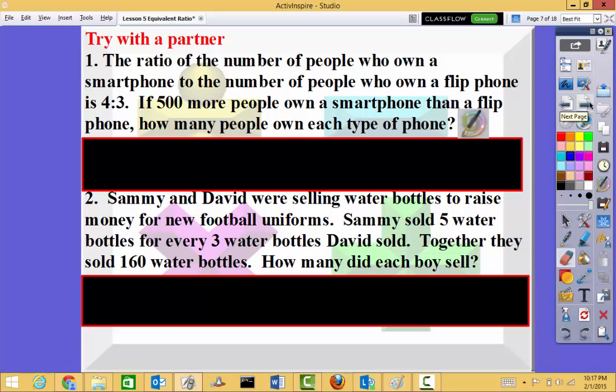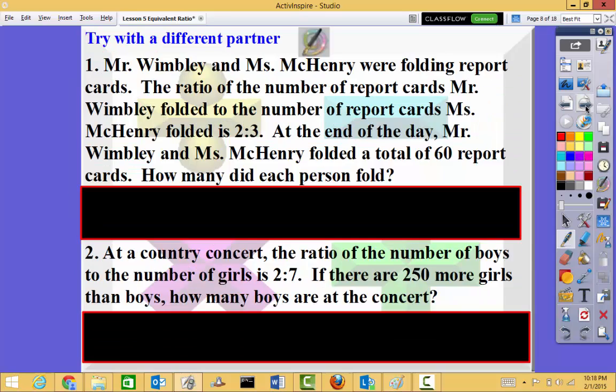So we're actually already almost at the end of our lesson. So what you're going to do is, I would like you to log on to Socrative. You're going to try these with a partner if you're on the computer. So with a partner, you're going to do number 1, number 2. Please try those with a partner. When you're done, make sure you put your answers in Socrative.